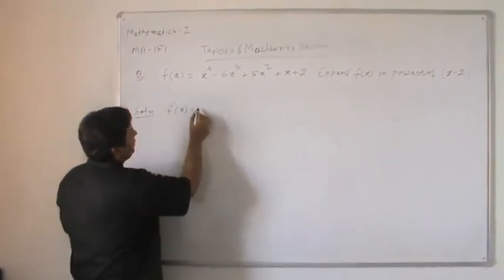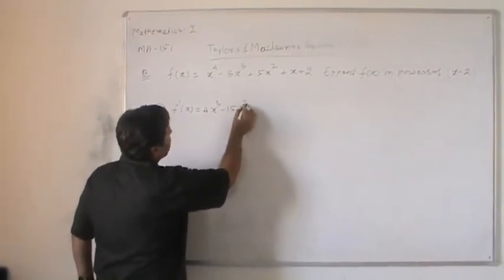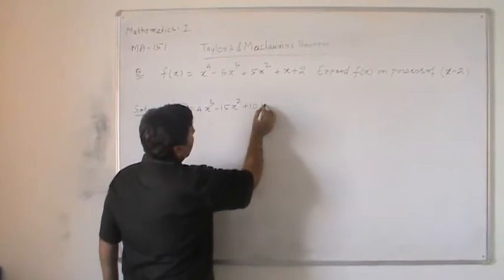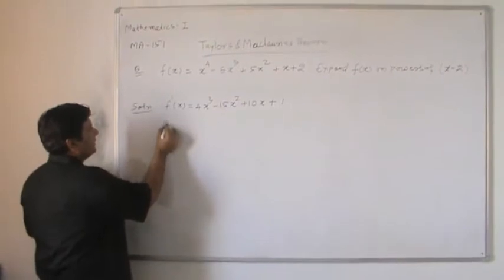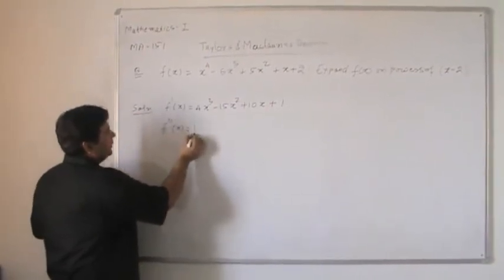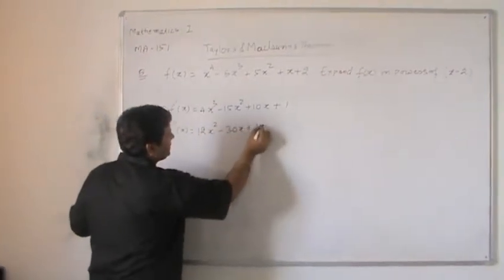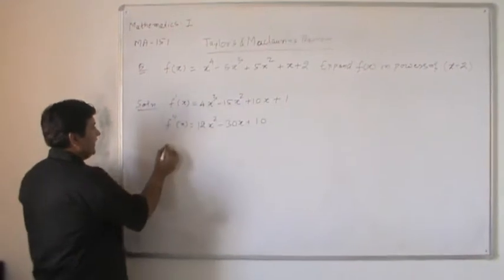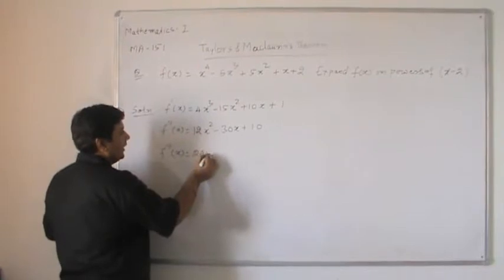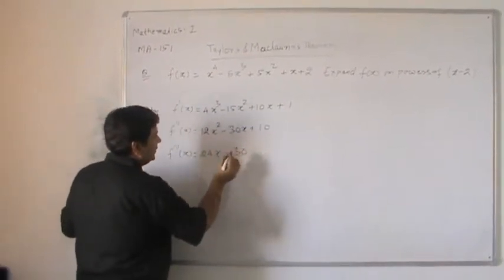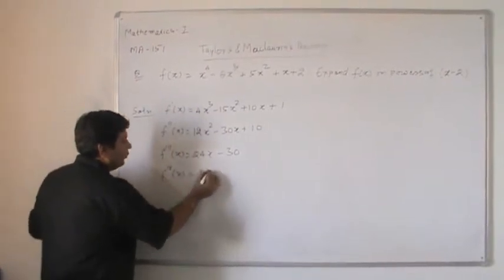So f dash x will be equal to 4x cube minus 15x square plus 10x plus 1. So I have differentiated f(x). Now I calculate the second derivative. The second derivative will be equal to 12x square minus 30x plus 10. Next I calculate the third derivative. It will be equal to 24x minus 30. The fourth derivative will be equal to 24.